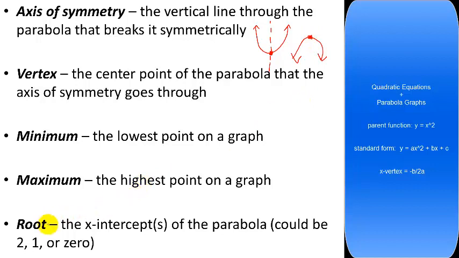And lastly, the roots. We've had roots before with linear equations. Another name for a root is an x-intercept, and there could be 2, 1, or 0 depending on how the graph looks.